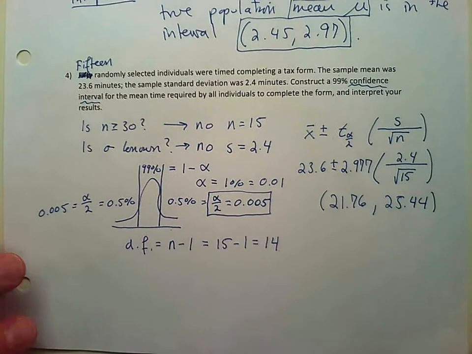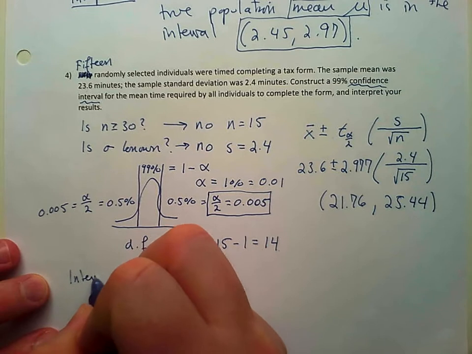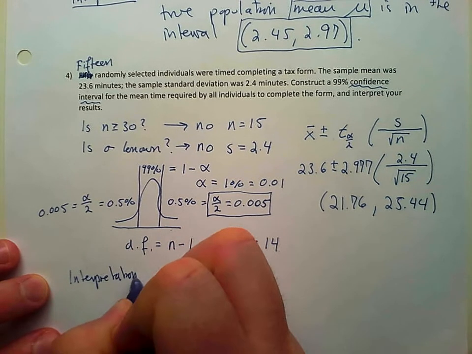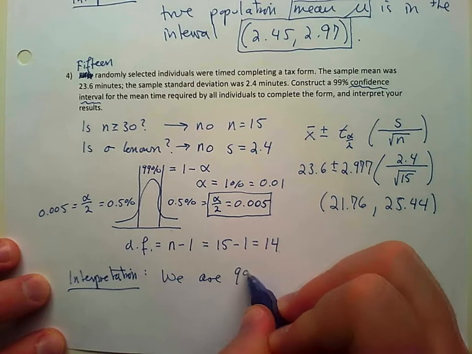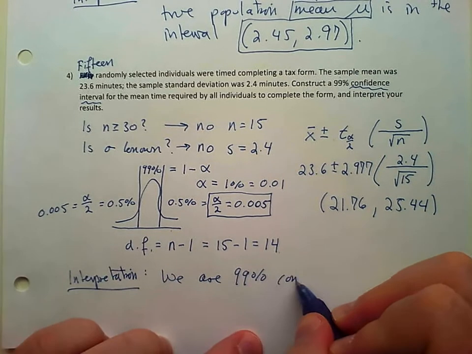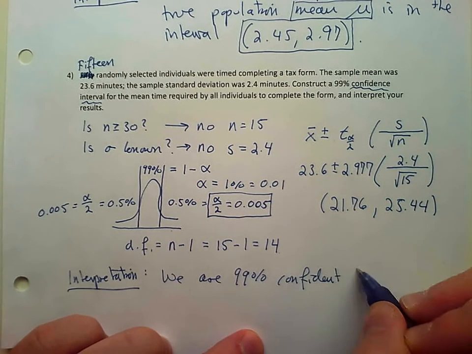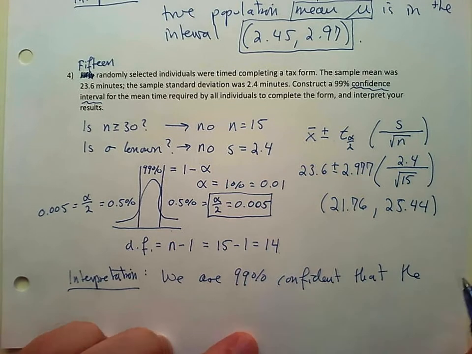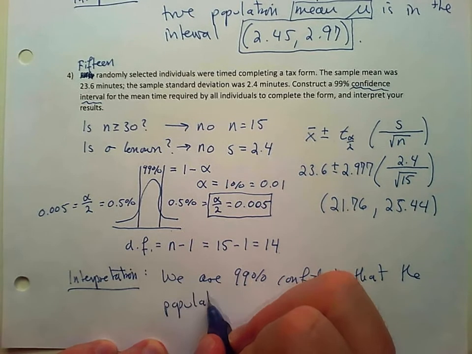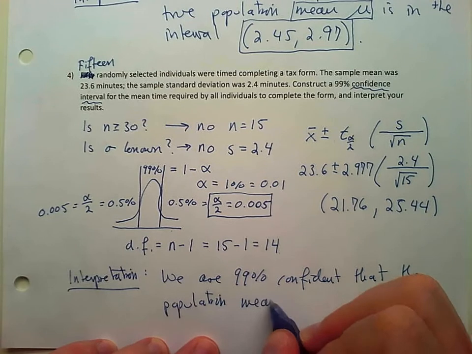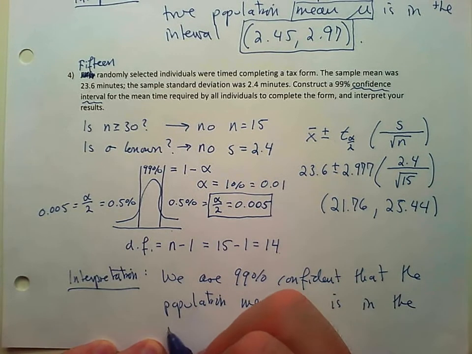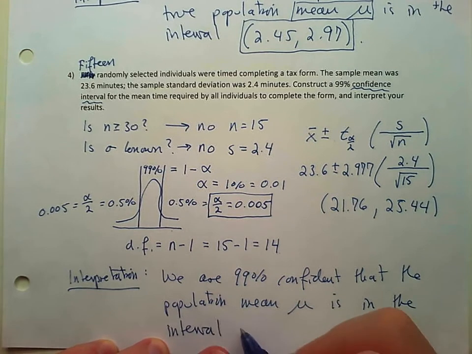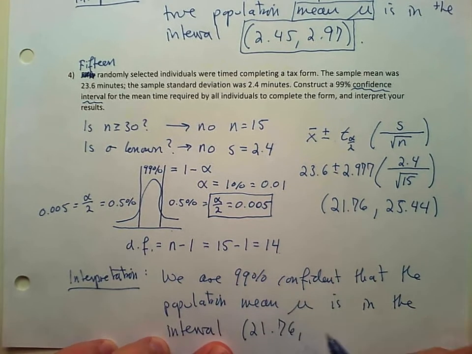The last thing that we need to do is provide our interpretation, and our interpretation says we are 99% confident that the population mean mu is in the interval 21.76 to 25.44.